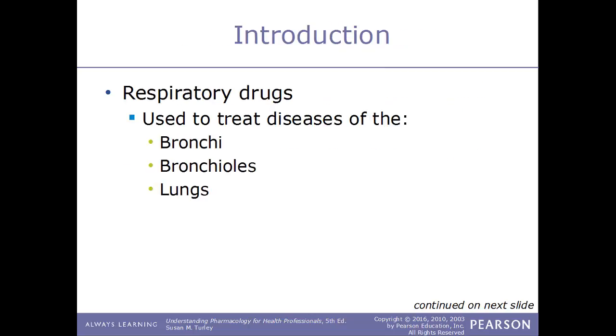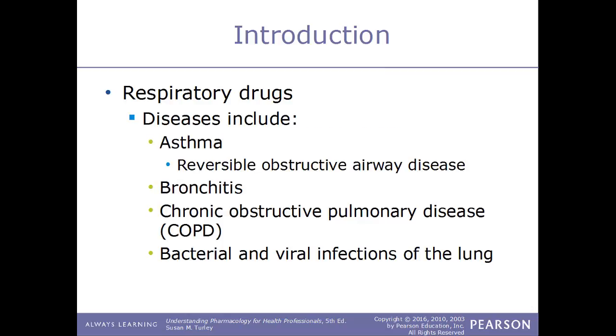When we talk about respiratory drugs, these are used to treat diseases of the bronchi, the bronchioles, and the lungs. These diseases could include asthma, which is a reversible obstructive airway disease. It could be bronchitis, COPD, chronic obstructive pulmonary disease, or it could be bacterial or viral infections of the lungs.